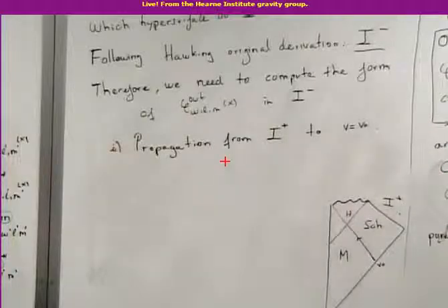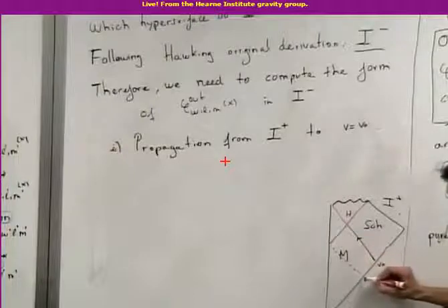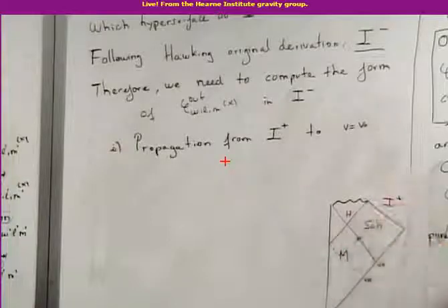V naught is not that. V naught was that. VH was the other. VH was this V, which forms the horizon. When we propagate them back, they would only be from 0 to VH.